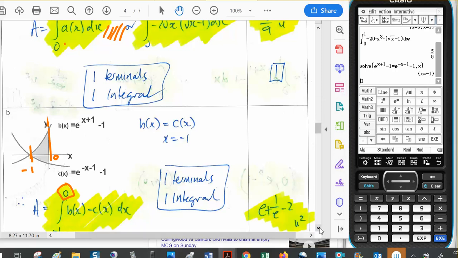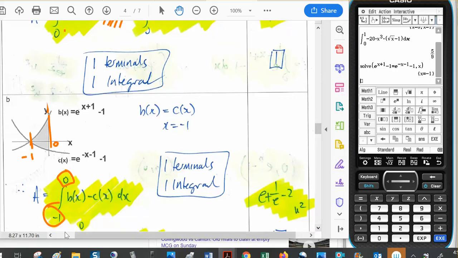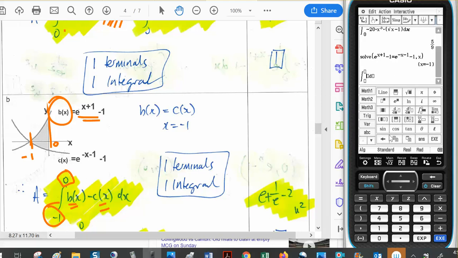So to get the full marks for the integral, it's negative 1 to 0 of b of x minus c of x, because the top curve is defined as b. I don't have to write the equations out. And to find out the answer, I'm going to bring up my integral. I'm going to go from negative 1 to 0.